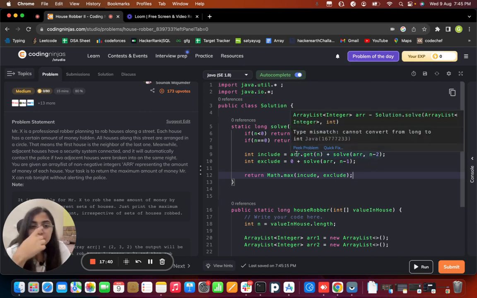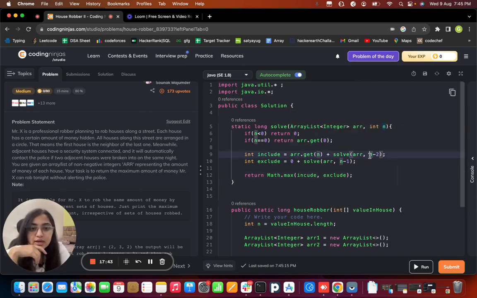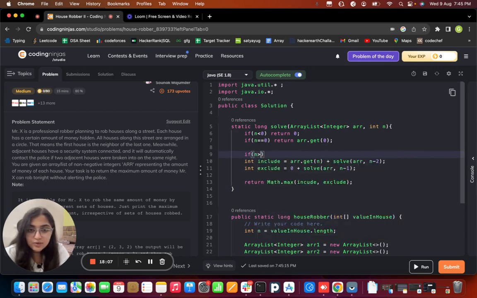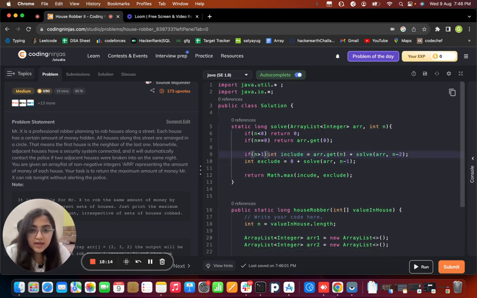Got it? Now if you observe here, I'm writing n minus 2. This might give an array index out of bounds. The reason: in case n is 1, if you do 1 minus 2, it will be a negative value, which is not valid. So for that we'll keep a check: if n is greater than 1, then we can do n minus 2. So we'll put this line under this if condition.